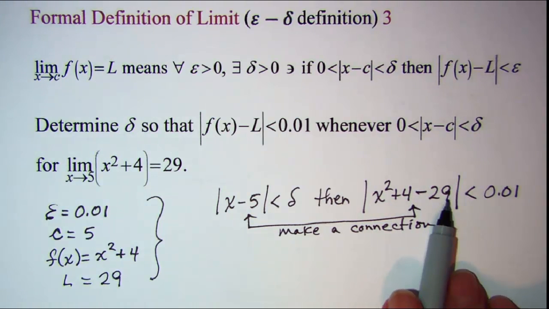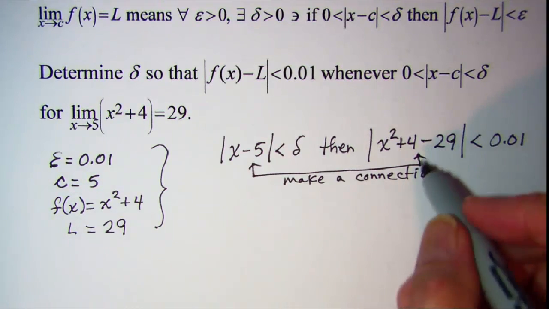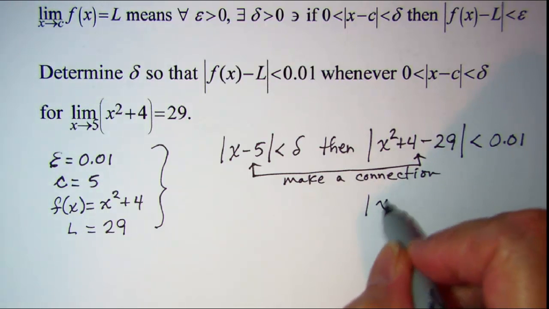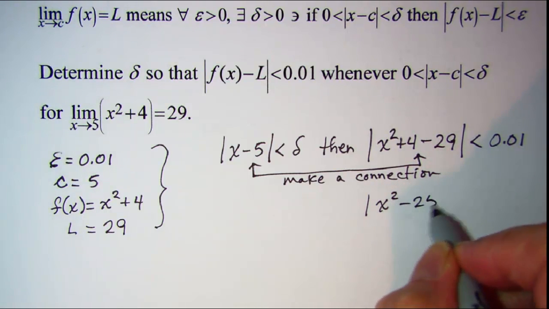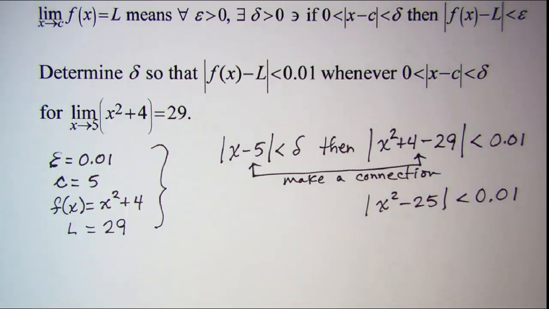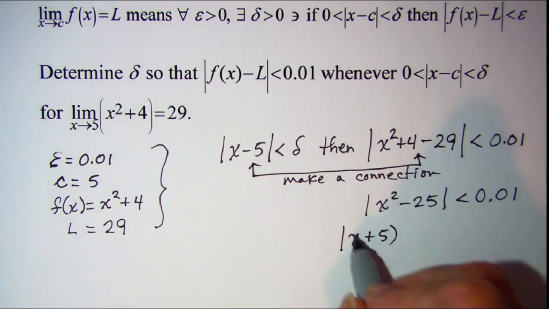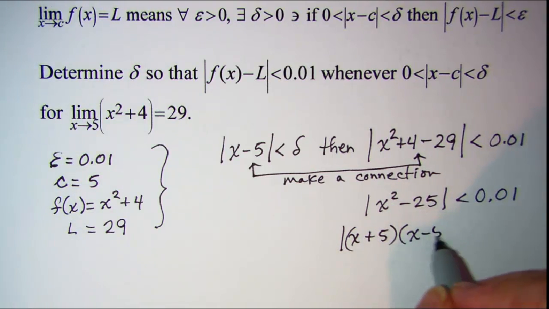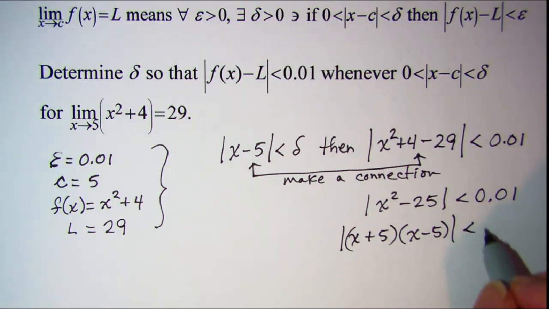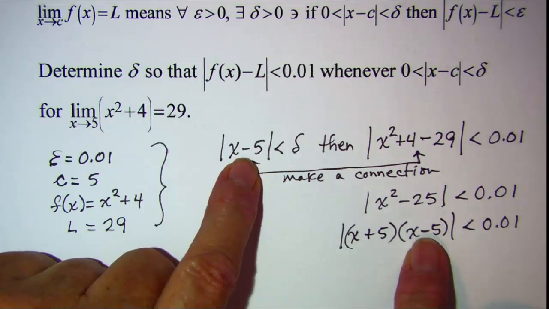And I'll start with this and simplify it some. Let's combine our constants. We have the absolute value of x squared minus 25 is less than 0.01. This is the difference of squares, so I can factor that: x plus 5 and x minus 5, less than 0.01. And now I'm trying to get that to be the absolute value of x minus 5.